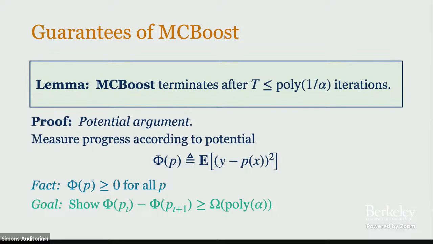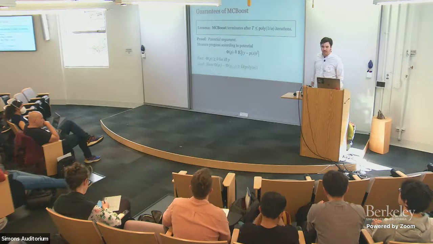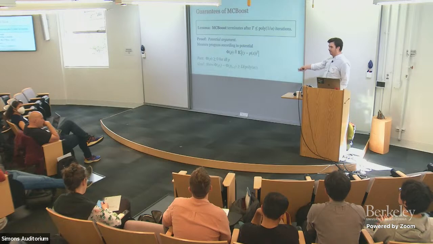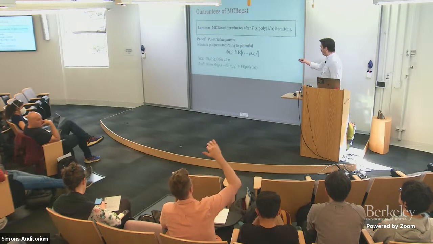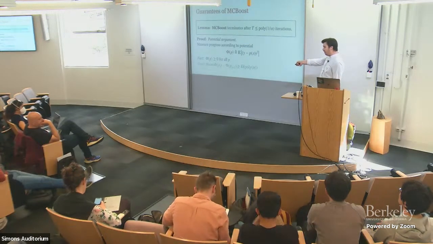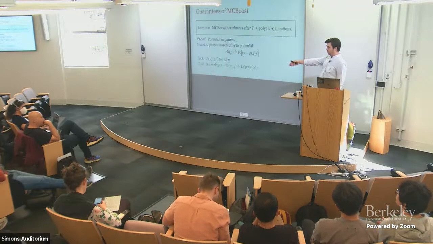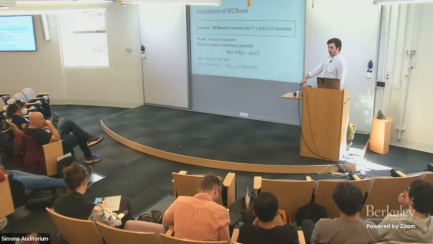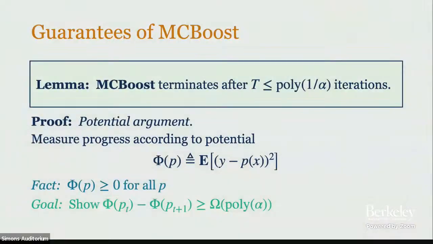So this potential function is non-negative. The other fact we need is, what's the maximum value this could be? Well, its maximum value is a constant, because it's an expectation of 0s and 1s. And so the goal, to argue why we can't run for too many iterations, is to show that at every update, we make significant progress in this potential. The potential drops by a polynomial alpha factor. Everybody clear that if we manage to show this, then we've proved the lemma.